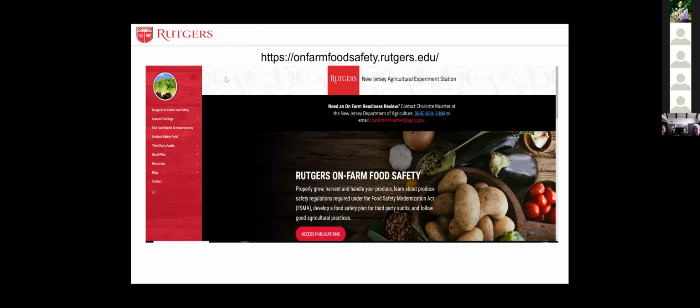Also on our webpage are a lot of the resources that we talk about when we come out and do farm visits, resources that we talk about when we've done on-farm readiness reviews and mock audits. And so we encourage you, we have third-party audit specific information together under this tab. We've got information on developing recall plans, general resources, and then a link to the plant and pest advisory also.